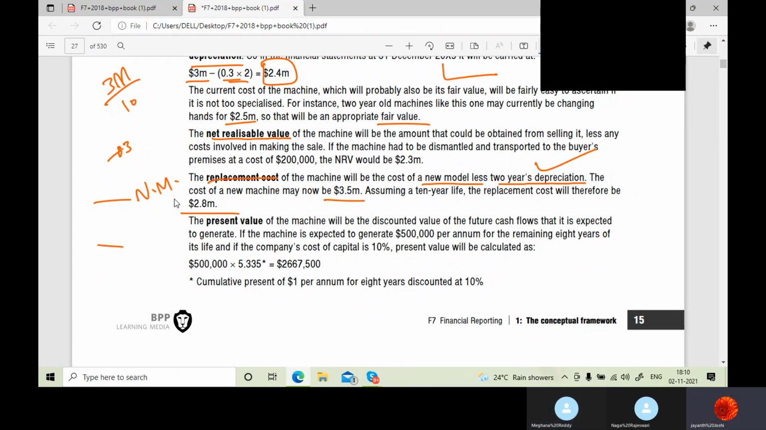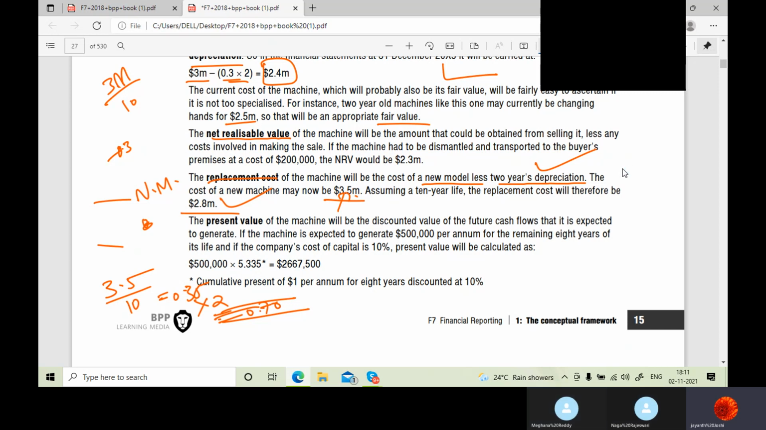What is happening to the cost of the new machine? Now it is 3.5 million. The replacement cost is 2.8 million. So 3.5 divided by 10 gives 0.35. 0.35 into 2 is how much? So 0.7. If you deduct this, how much? 20. So you took a machine right now.